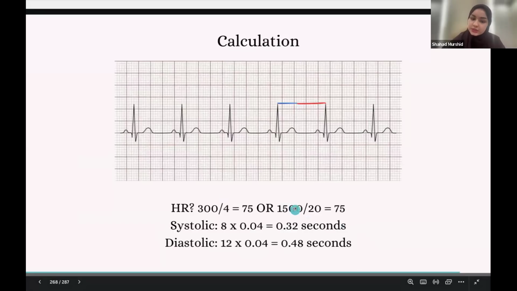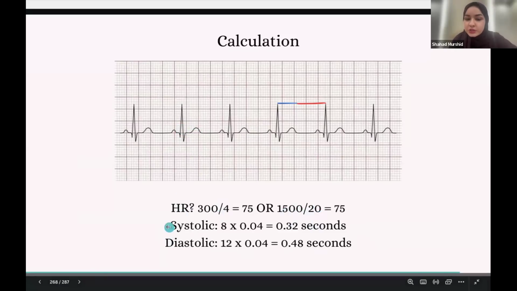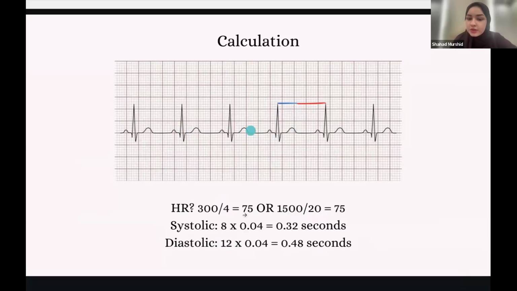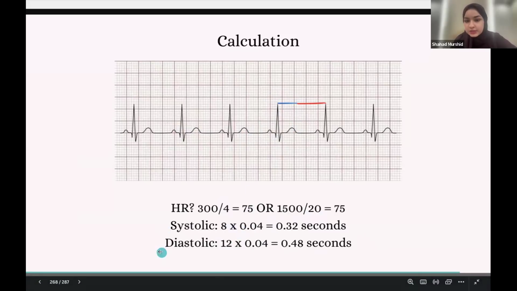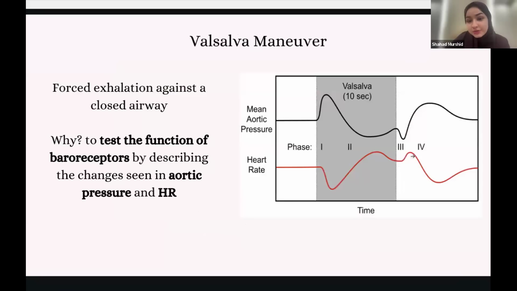So if you calculate it here, you can either easily calculate the heart rate by doing 300 divided by 4 or 1,500 divided by 2. And then for systolic, again, count the number of small squares between the peak of the R wave and the end of the T wave, and then multiply it by 0.04. Diastolic, from the end of the T wave up until the peak of the R wave, and then multiply it by 0.04. Okay, that's it for this.